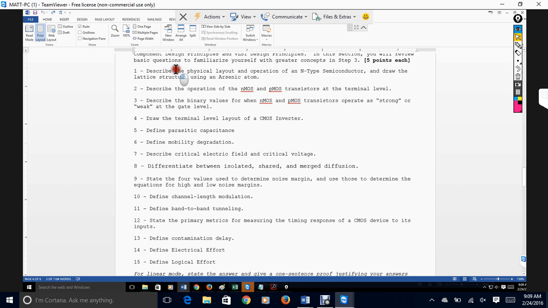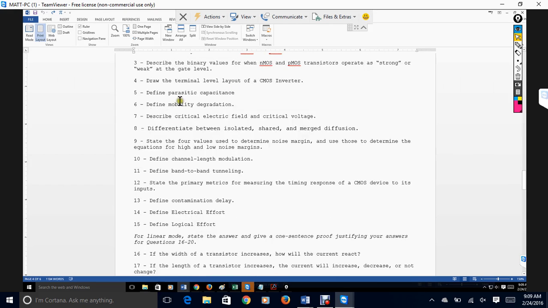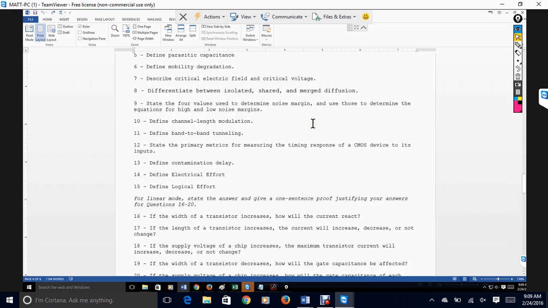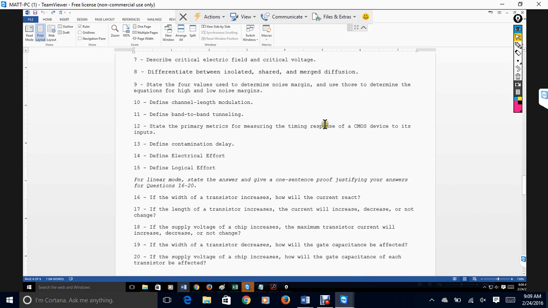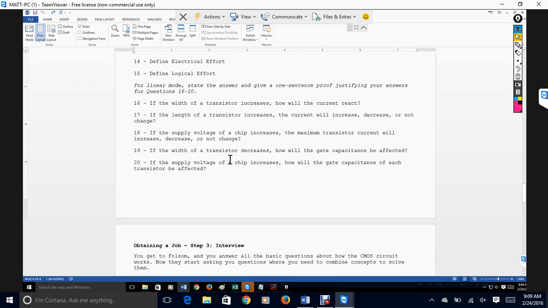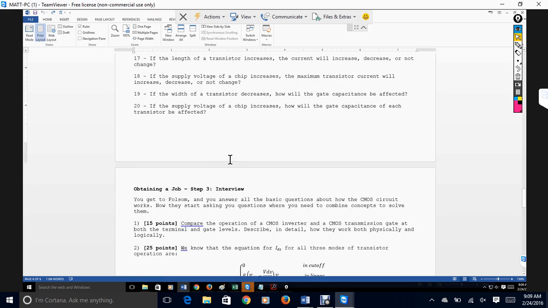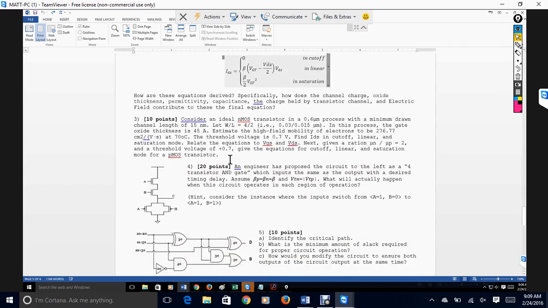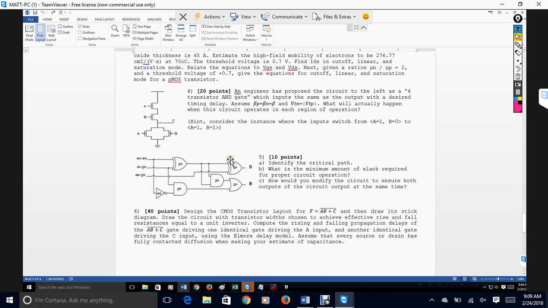Describe the physical layout of an N-type semiconductor. Describe the operation of NMOS and PMOS at the terminal level, all these different things. Parasitic delay, mobility integration. State the 4 values used to determine noise margins. Primary metrics for timing response of the CMOS device to its inputs. All of these things will look really familiar. So step 3, now you actually get to the interview. You've fully prepared, and you're going to have 6 additional questions here.